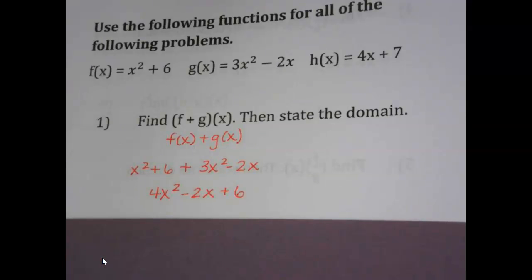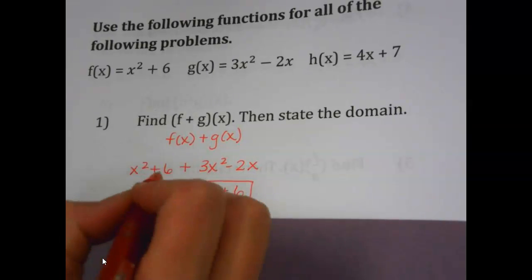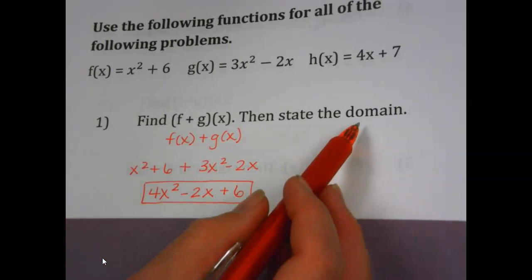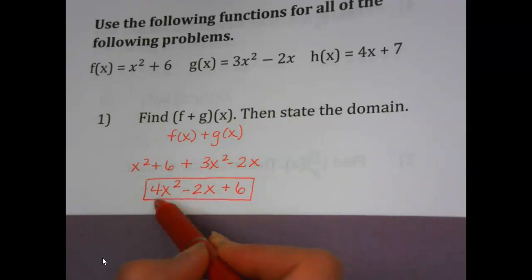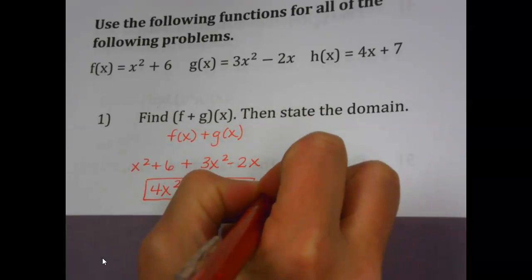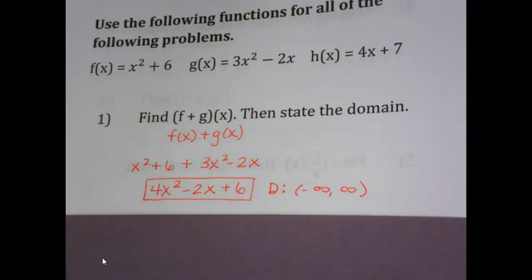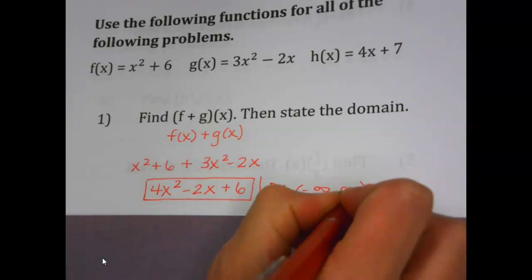Now notice I wrote it in standard form. So the biggest degree is first, and then the next, and then the last. So f plus g of x, this is our answer for that part. And then it says state the domain. So remember, domain from our warm-up means all the numbers that are okay for x. Well, this is a quadratic, and you can put any value in for x in a quadratic. So there's nothing excluded here. So our domain is negative infinity to infinity. So all numbers are okay.